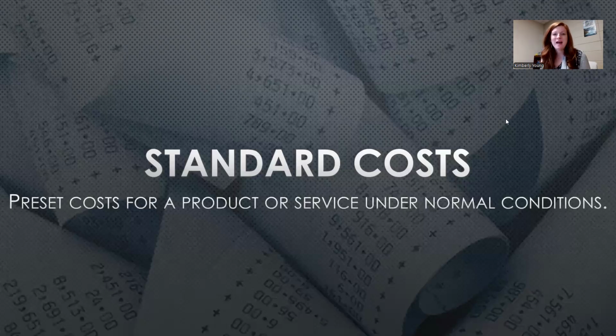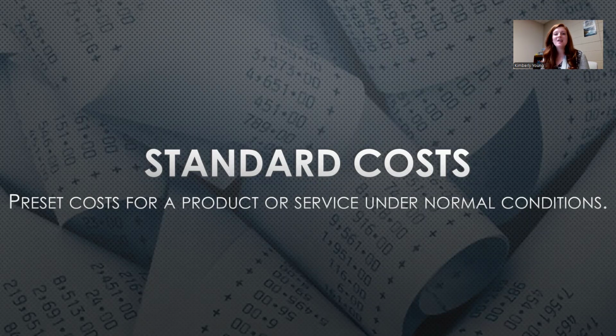All right, so we're back talking about chapter 21 in managerial accounting. This is the second video where we are focused on our standard cost when we're talking about budgeting. The first video was focused on fixed versus flexible budgeting.